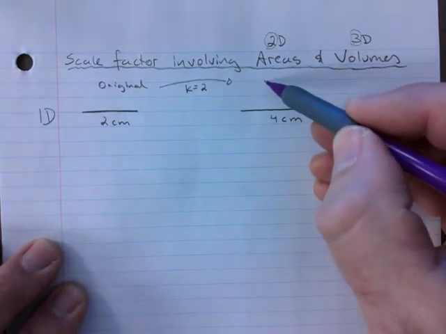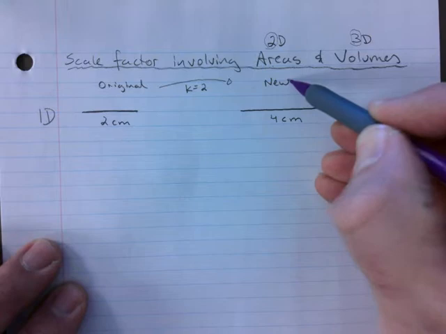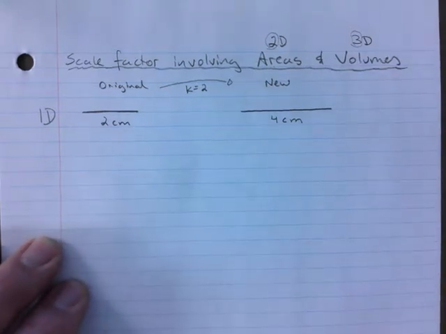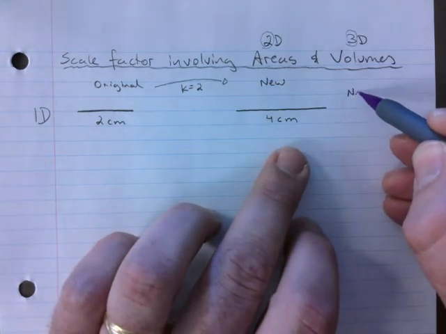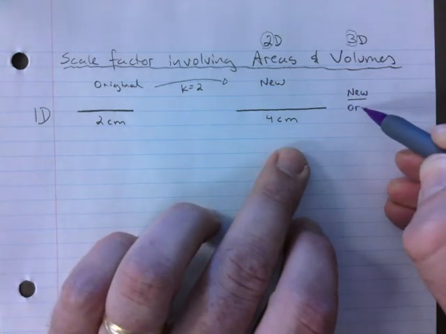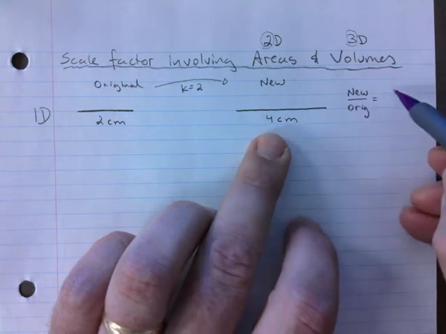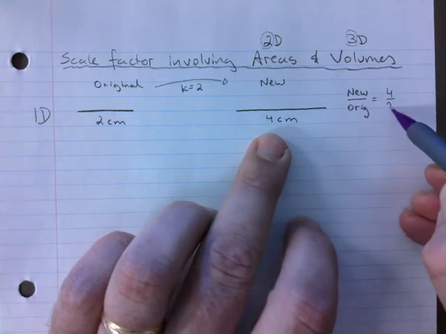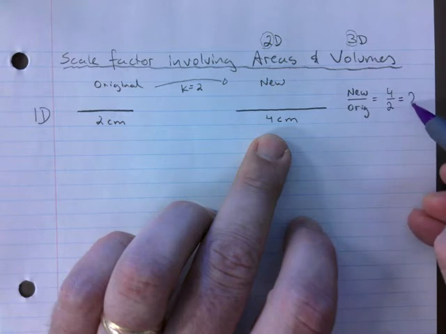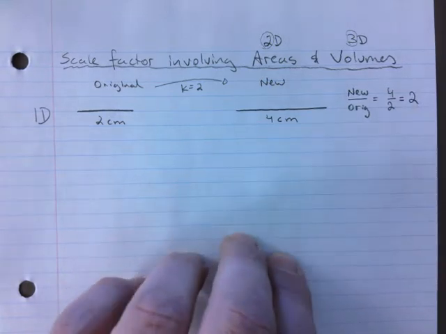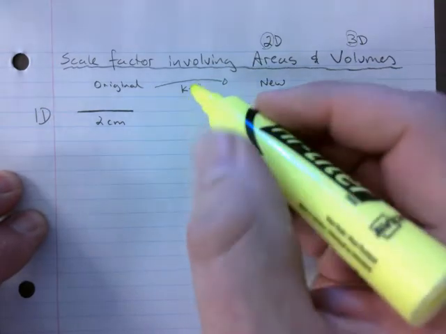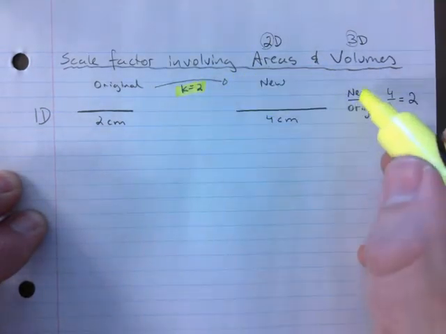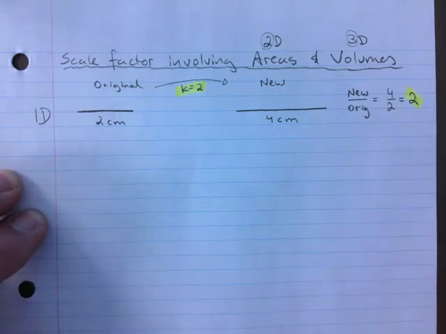And so this is what we call our new dimension. And if you were to take new and divide it by the original, that would be 4 centimeters divided by 2 centimeters, and you get 2. You're like, yeah, so what? I knew that already. Because I'm building something here. K is equal to 2. When you divide them, you got 2, right?